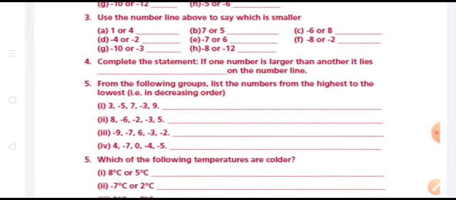Now next question 4. Complete the statement. If one number is larger than another, it lies on the number line. You have to tell: if one number is larger than the other, then it lies where on the number line?